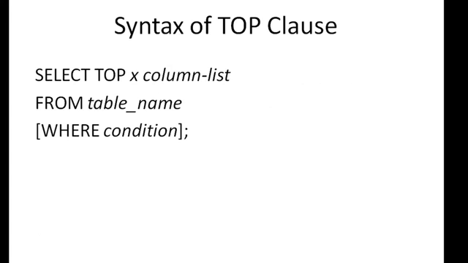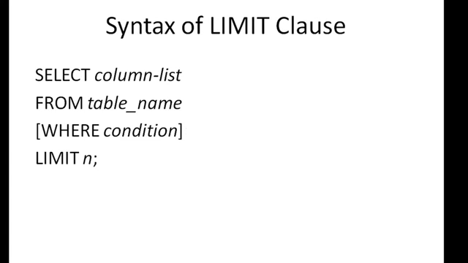The syntax of top is pretty simple. You've got the select keyword first, and then you type in top, and then the number of records that you want to see in your result set, followed by the column list, and then you type in the keyword from and the name of the table and the optional where condition. And the syntax of limit is in fact simpler. You've got your regular select query first, so select, column list, from, table name, optional where clause condition, and then you type in the keyword limit, that's LIMIT, and then the number of rows that you want to see in your result set, and you put a semicolon at the end and execute the query, and it would work perfectly.